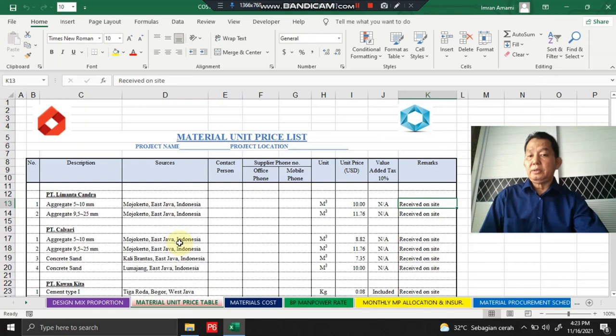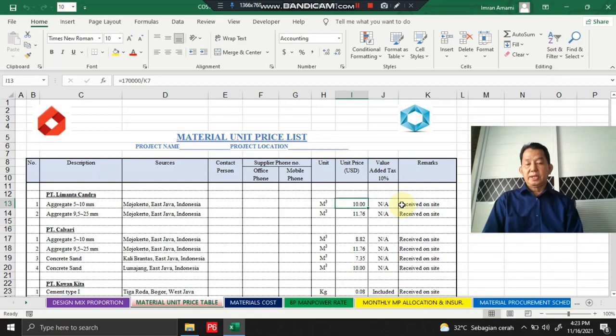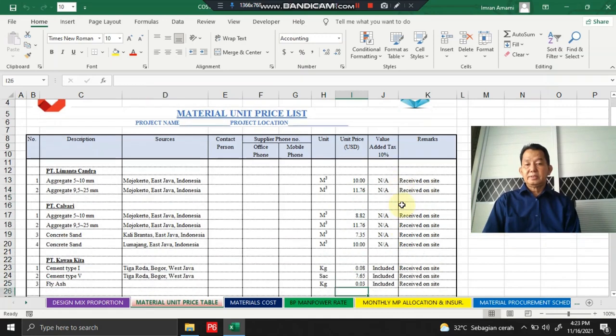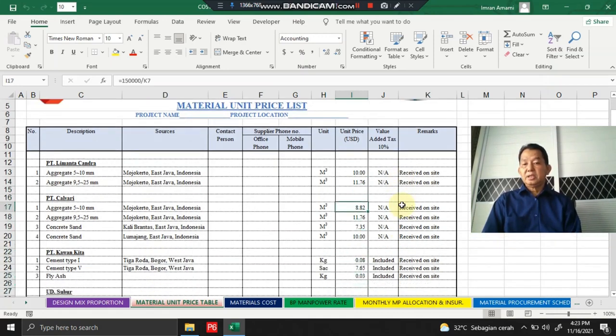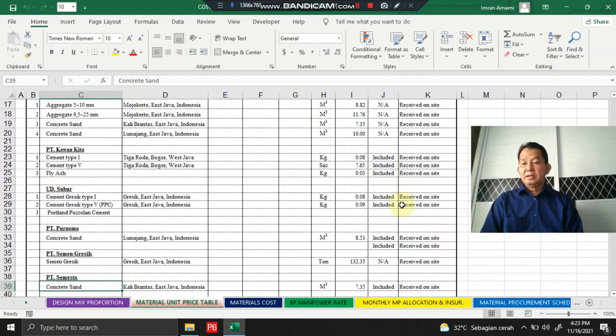And then we have some competitive prices offered by our supplier supporting this project, under the condition received on site. Yes, received on site. This is on-site basis cost. Here we have the unit price for the aggregate as seen on the screen here, and for other concrete raw materials: aggregate, sand, cement, concrete sand.